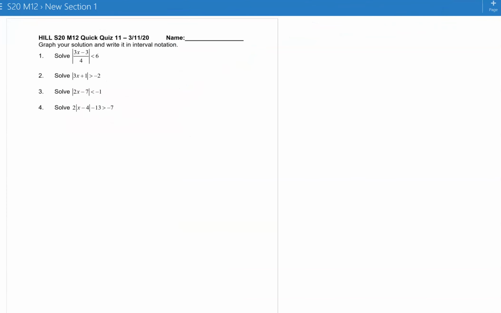So this is solutions for Quick Quiz 11. And for number 1, we have the absolute value of (3x minus 3) over 4 is less than 6.